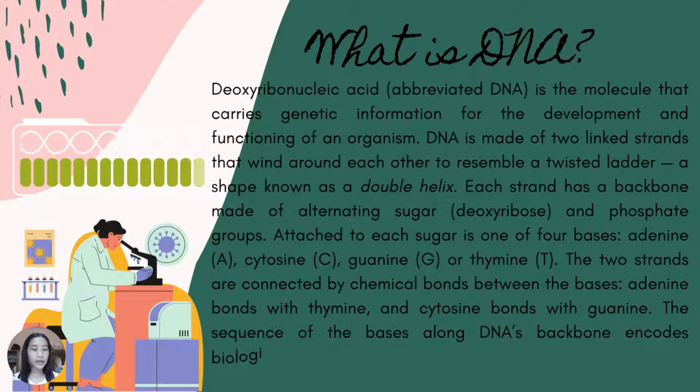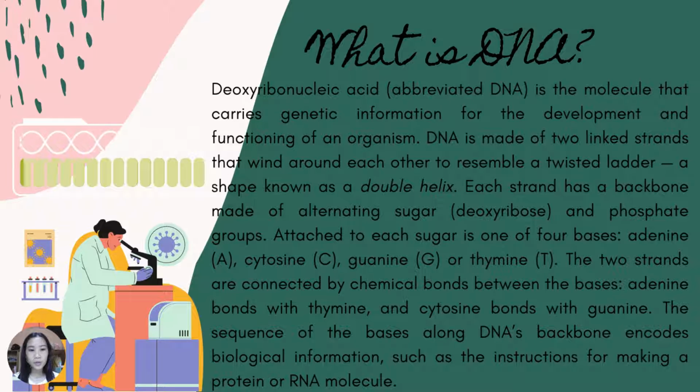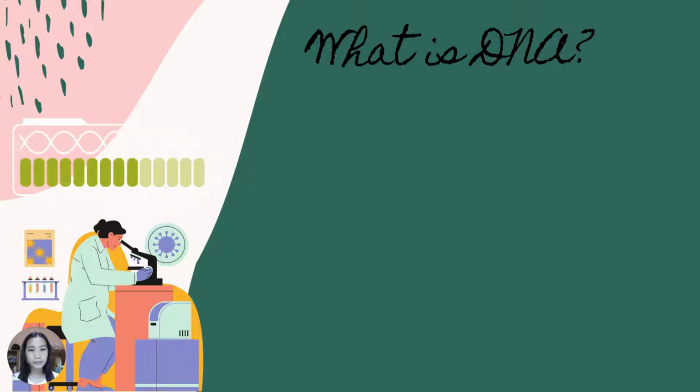The two strands are connected by chemical bonds between the bases. Adenine bonds with thymine, and cytosine bonds with guanine. The sequence of the bases along DNA's backbone encodes biological information, such as the instructions for making a protein or RNA molecule.